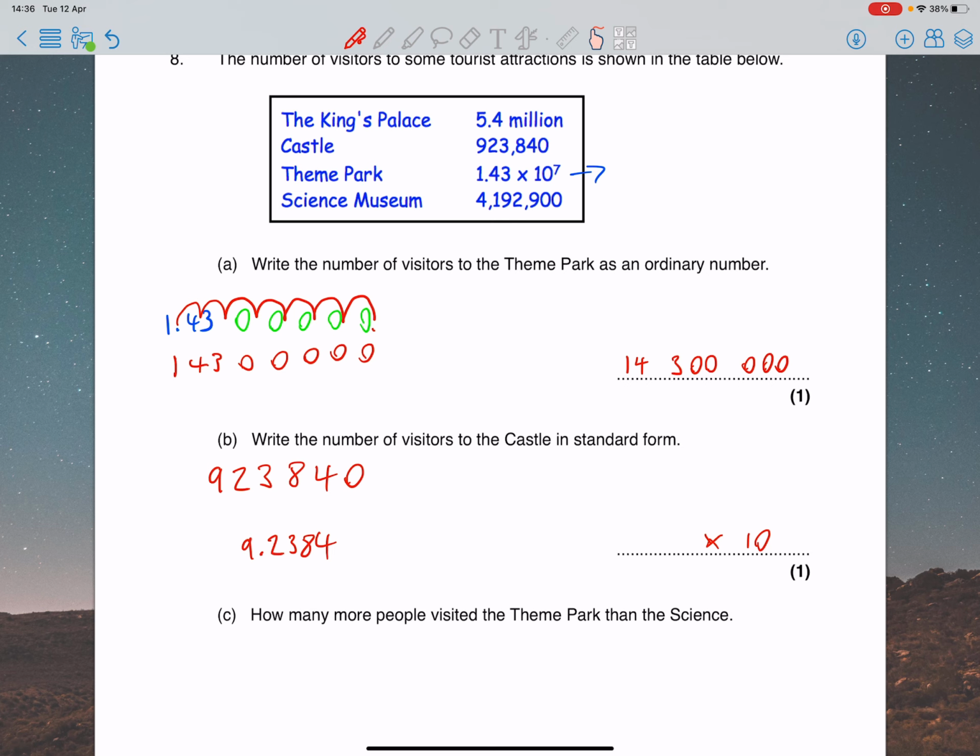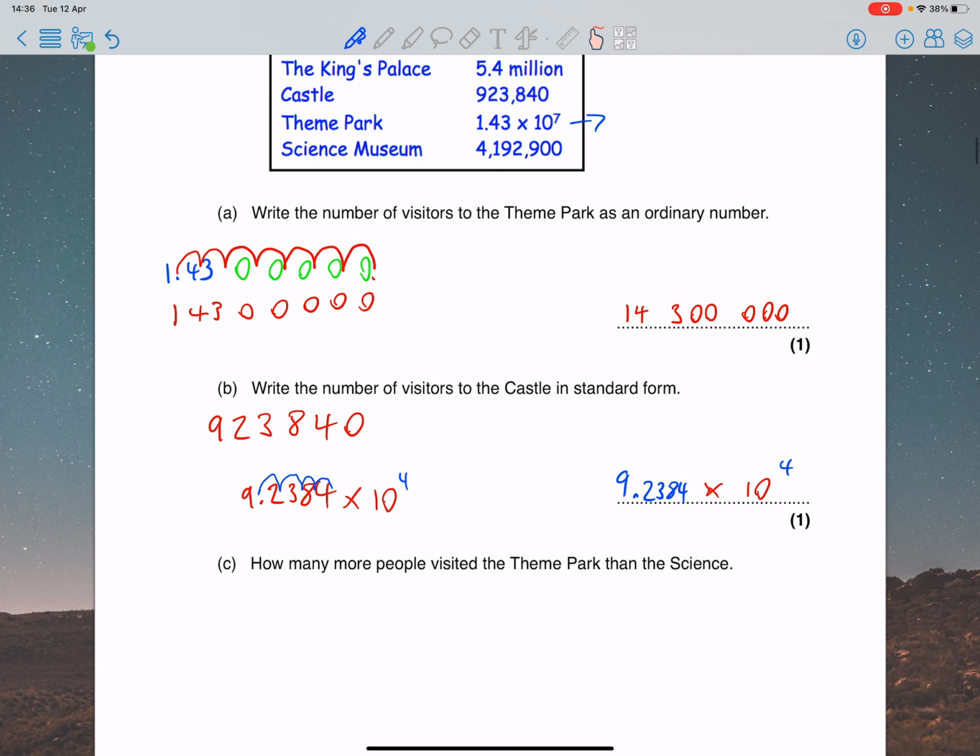So 9.2384 times 10 to the power of, well, how many jumps to get from where the decimal point currently is to the end of the number on the right? 1, 2, 3, 4. So times 10 to the power of 4. So 9.2384 times 10 to the power of 4.